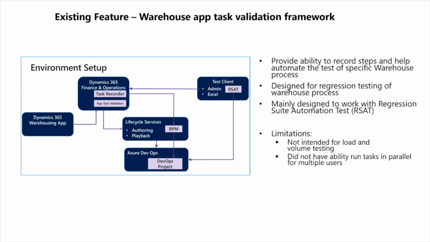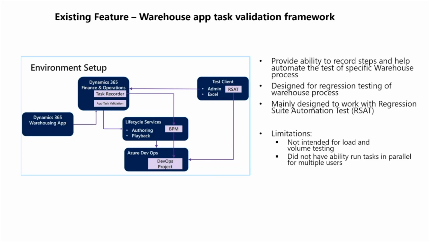If you look at the diagram, in the warehouse app task validation framework in Dynamics 365 SCM, you create specific warehouse tasks and record steps of the warehouse process using the warehouse management app. You can then record the task guide of the execution of the warehouse process, store the recording to LCS and DevOps, and attach it to a specific test case. You can then sync the test cases to the test plan in RSAT. At that stage, you can modify the parameter files and execute the test in RSAT.